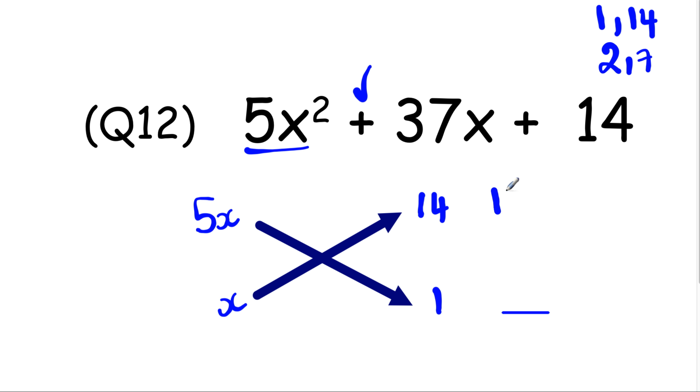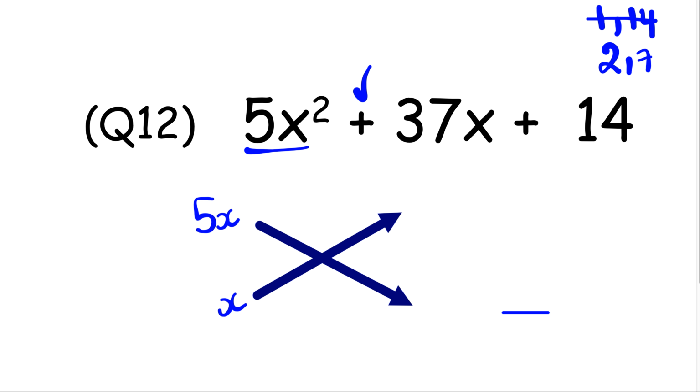So you would get 14x, and then you would get 5x, but it comes together to give you 19x, and that's not what you want. So now we can eliminate the first one. Okay, let's get rid of the first one.